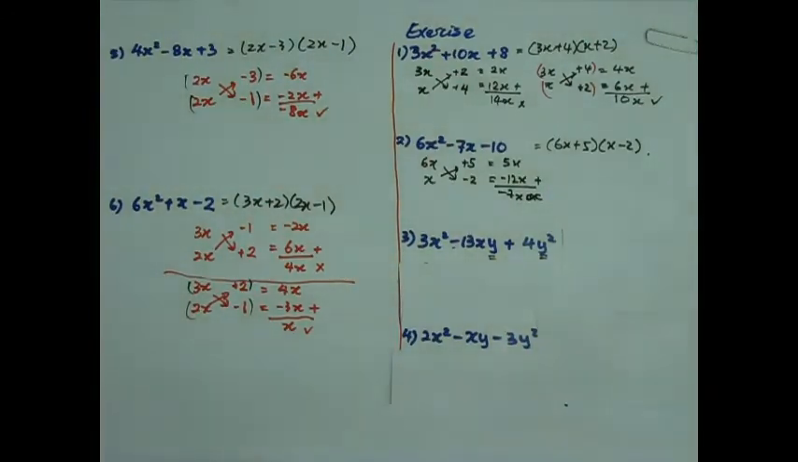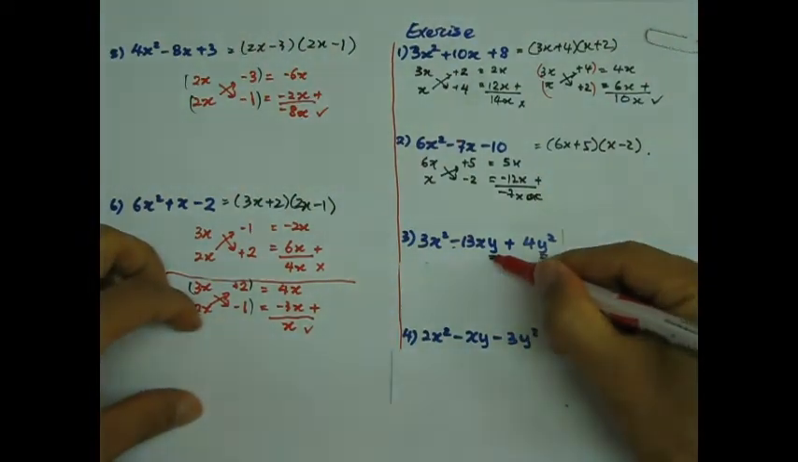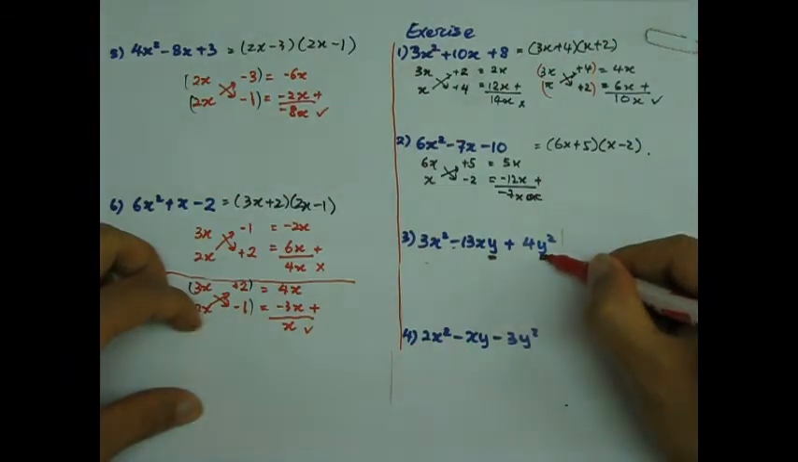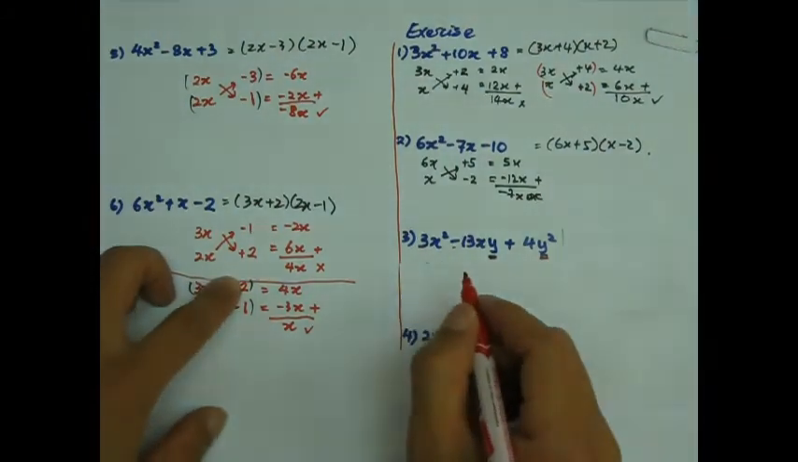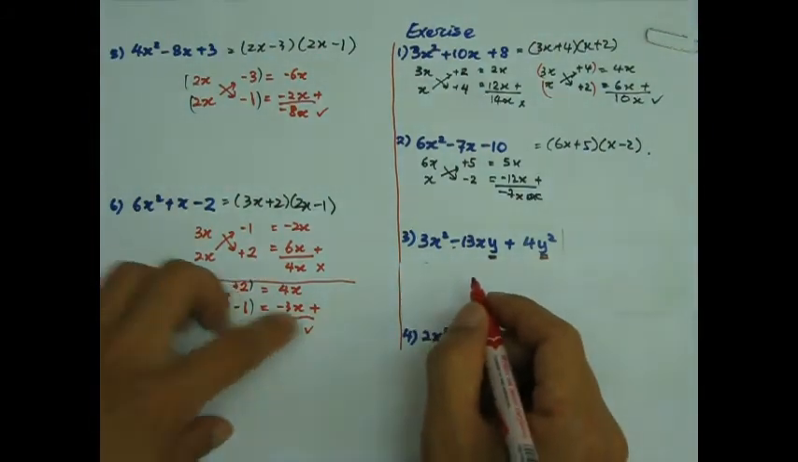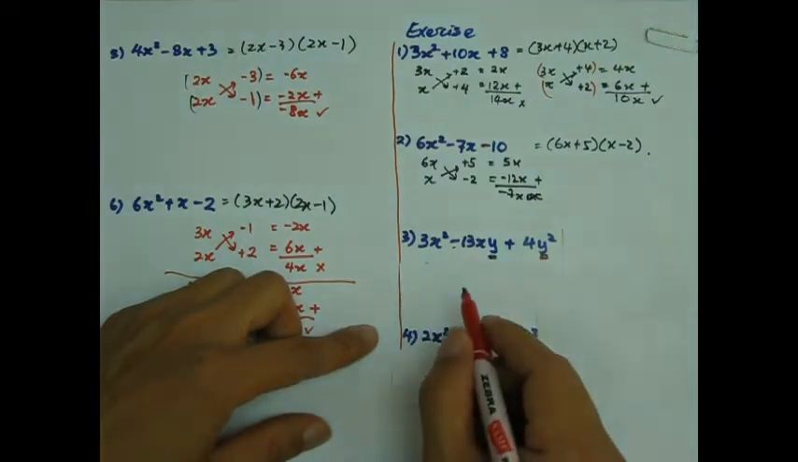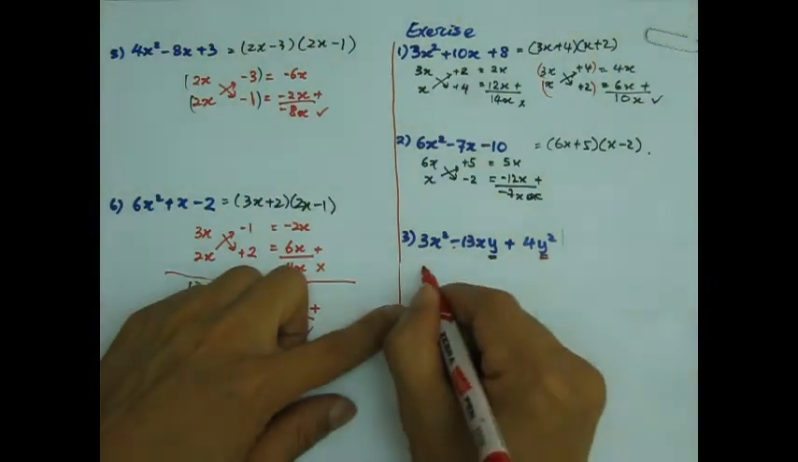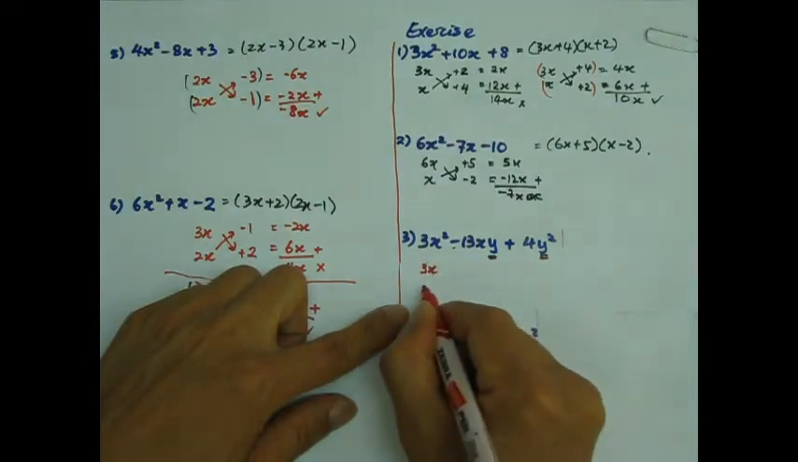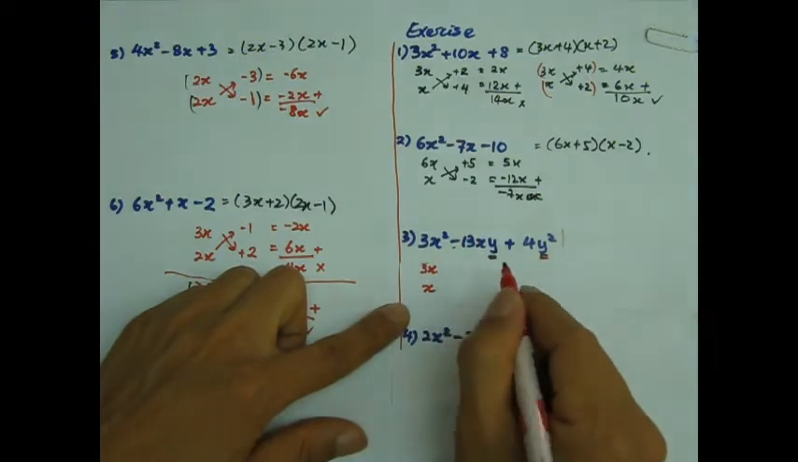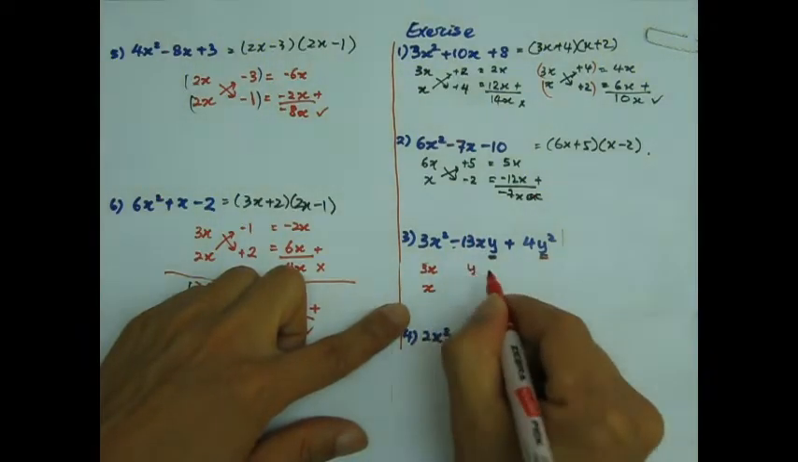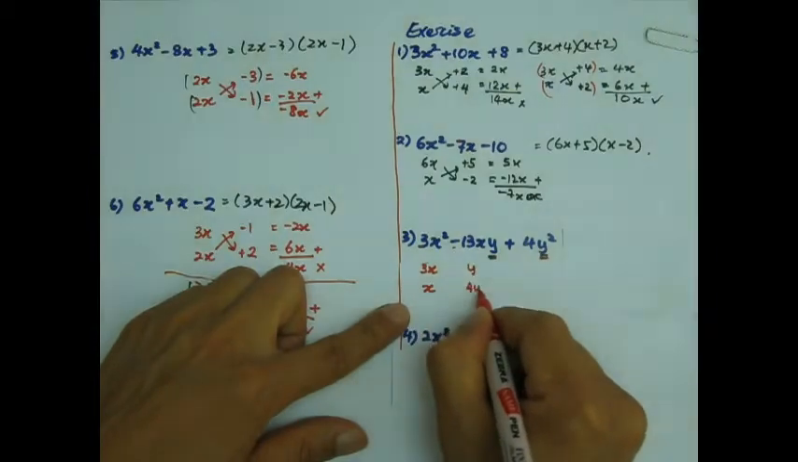Okay, now we come to question number 3. 3x squared minus 13xy plus 4y squared. The difference here is that now we have y terms and a y squared term. In fact, the procedure is exactly the same. So we think about two terms that multiply together give me 3x squared. So I have, for example, 3x and x give me 3x squared. And 4y squared, I can do it as, for example, y and 4y.